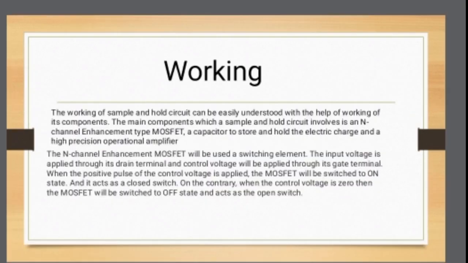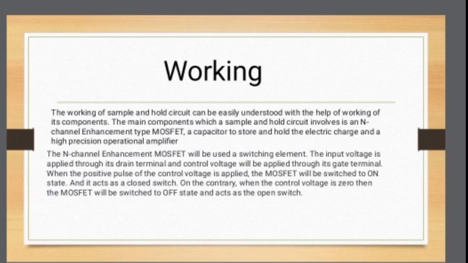Working. The working of a sample and hold circuit can be easily understood with the help of the working of its components. The main components which a sample and hold circuit involves are an N-channel type MOSFET, a capacitor to store and hold the electric charge, and a high precision operational amplifier. The N-channel enhancement MOSFET will be used as a switching element.